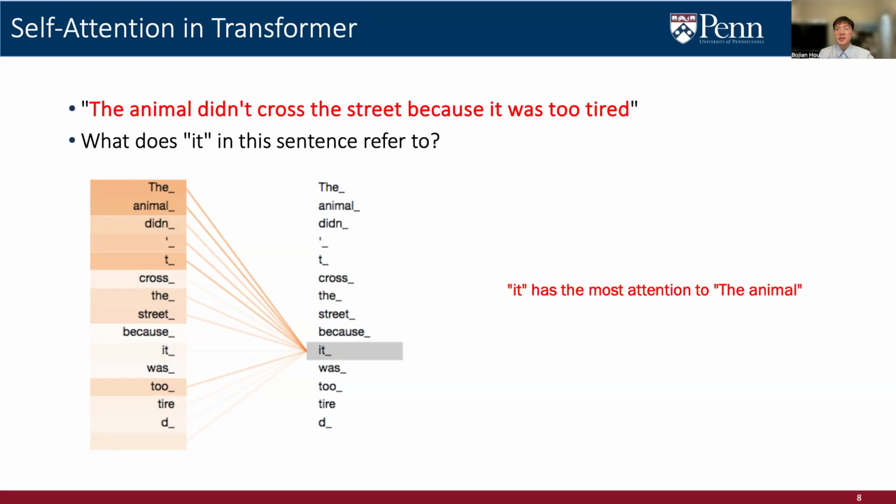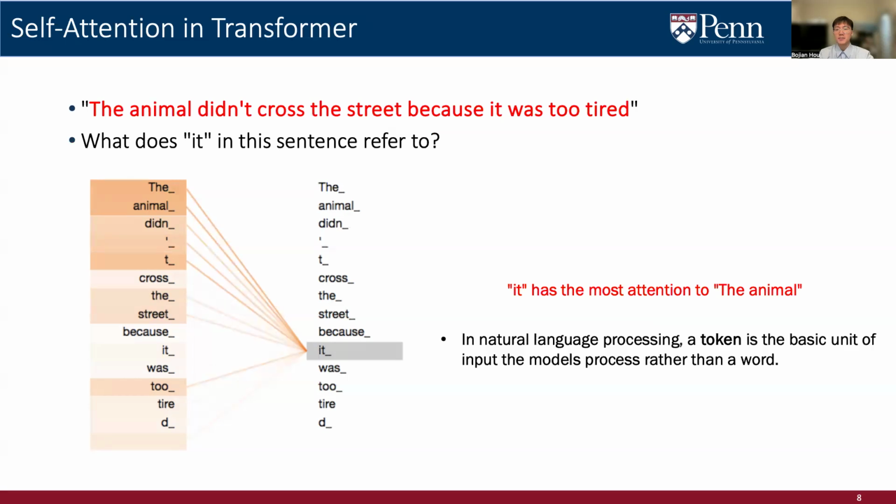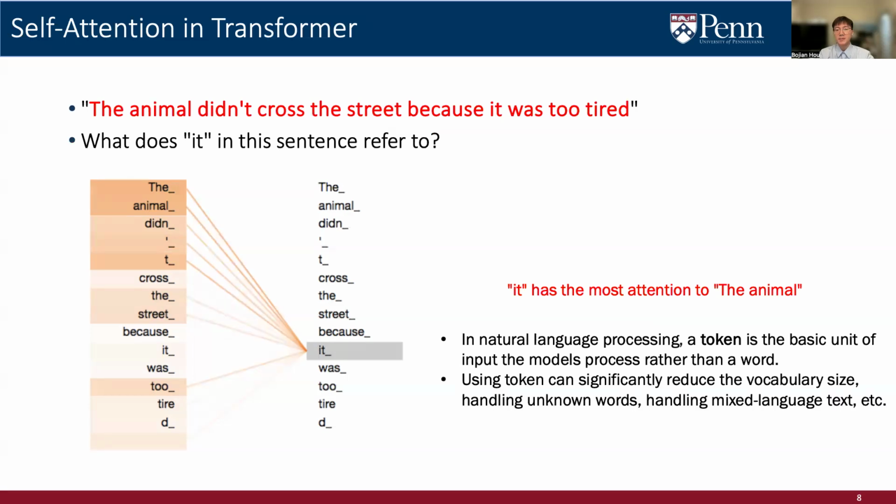You may notice in this example, some words are split into smaller units. These smaller units are called tokens. In natural language processing, a token is the basic unit of input the model processes rather than the word. Using tokens can significantly reduce the vocabulary size, handle unknown words, handle mixed language text, etc. But we use word instead of token in this talk for easy understanding.